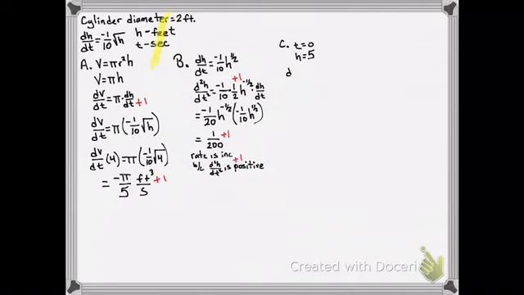So we're going to take our derivative, dh/dt, which equals negative 1/10 radical h, which again I'll write as h to the 1/2 power. And we need to separate those variables.